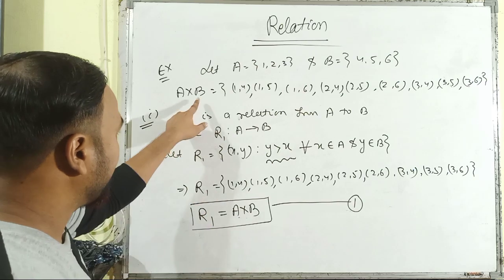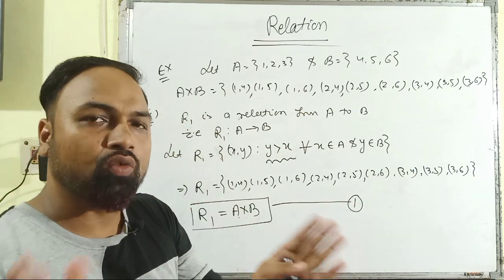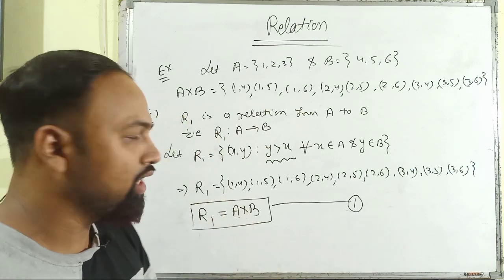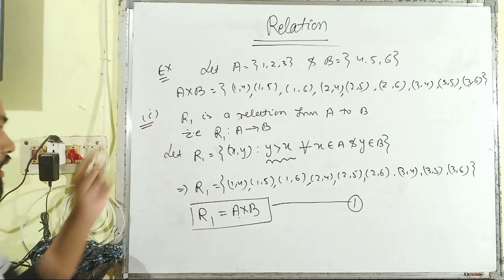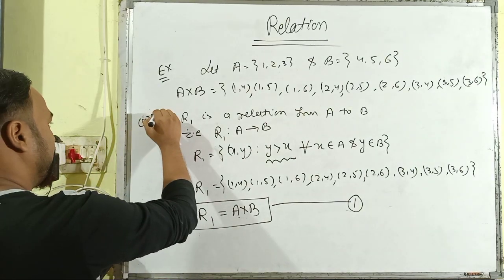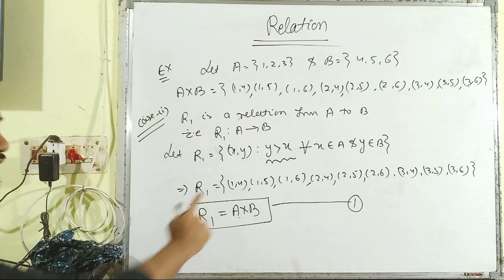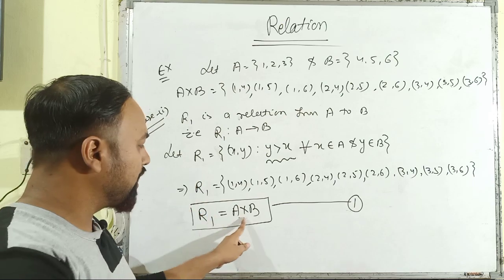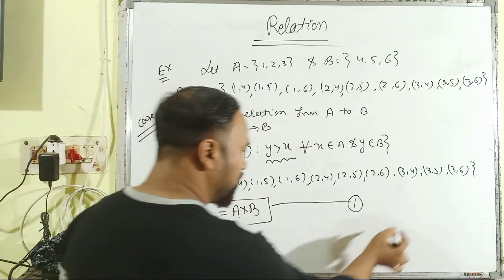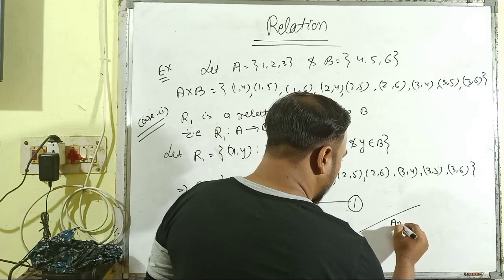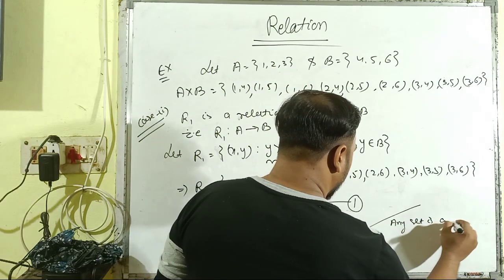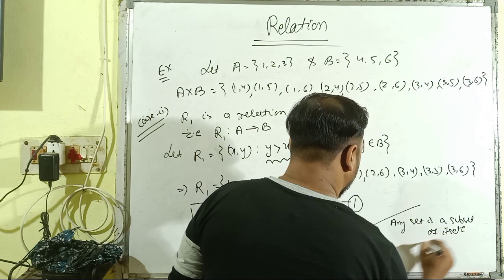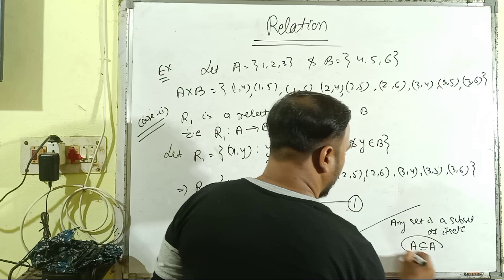Both the relation and the Cartesian product can be equal with each other, and it is the conclusion we have here from case number 1. From this we got to know that the relation can be equal to the Cartesian product. And from the properties of sets, we know that any set is a subset of itself, that is, A is a subset of A.